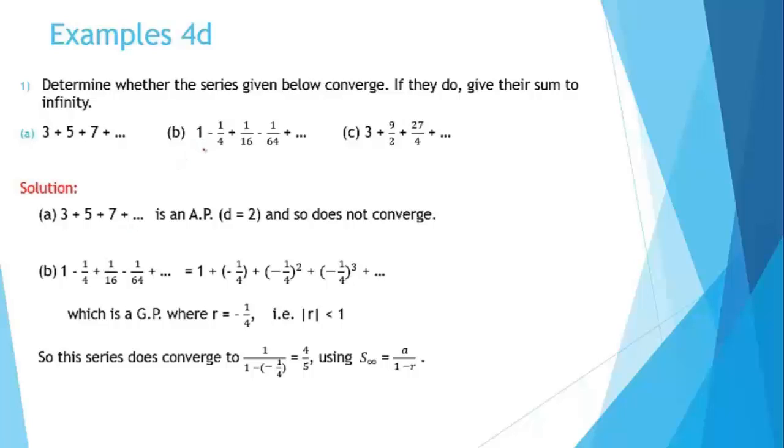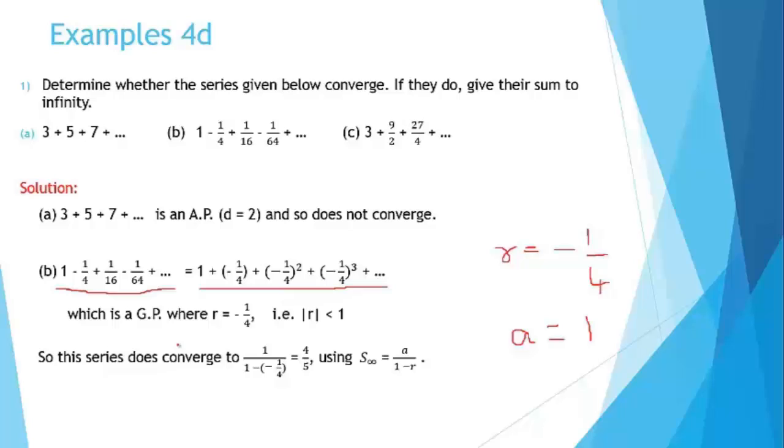But if you consider the next series, which is 1 take away 1 quarter plus 1/16 take away 1/64 plus and so on, the common ratio here is -1/4. The first term is 1. Each time the terms are multiplied by -1/4. So the series can be written in such a way where we get the terms in powers: -1/4 to the power of 2, -1/4 to the power of 3 and so on.